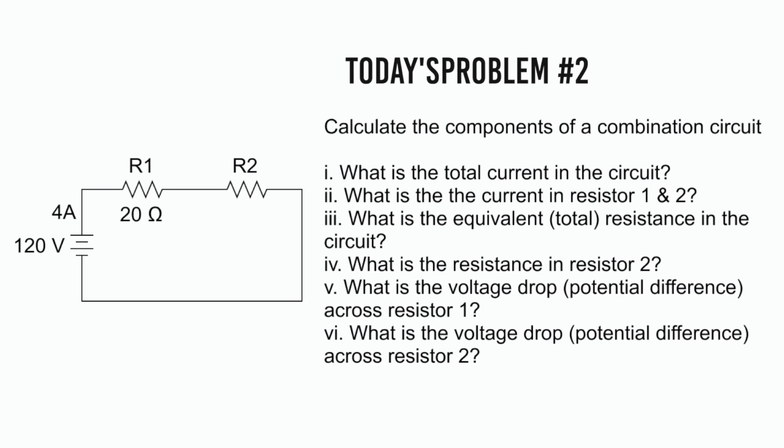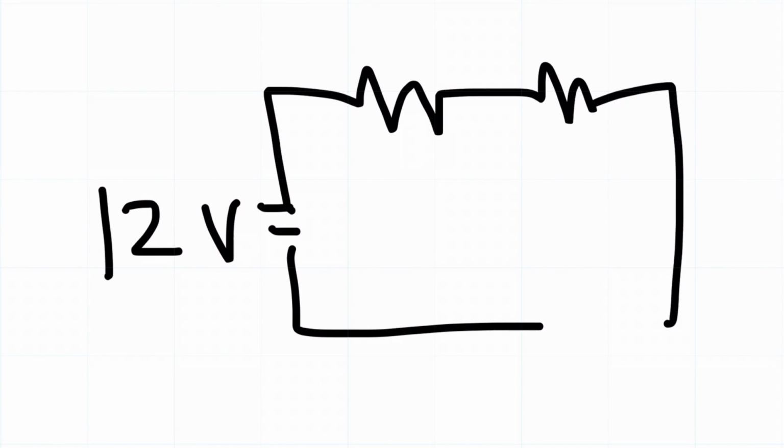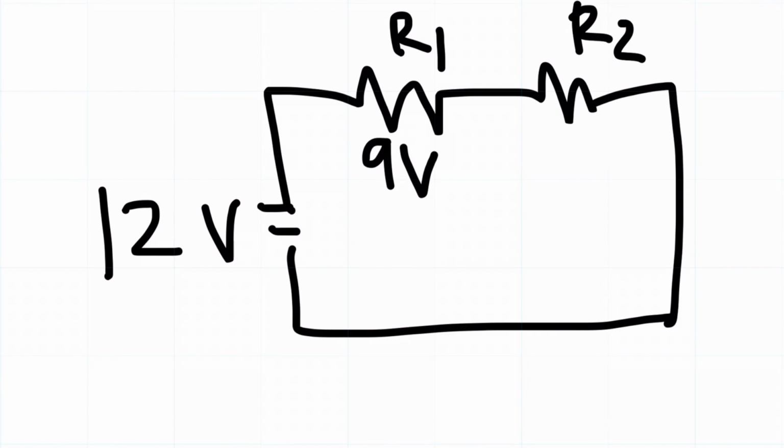Okay, let's get started. We're given 12 volts for a circuit and two resistors, but we don't actually know what the resistance is. Instead, we know that for R1, we have a voltage drop of 9 volts. And for R2, we have 3 amps going through it.